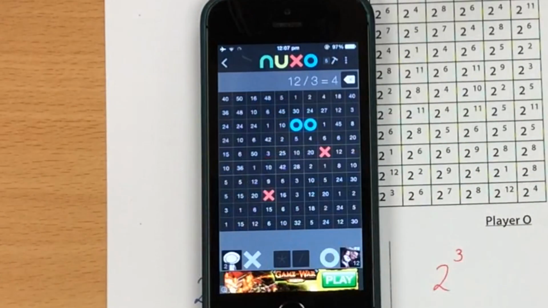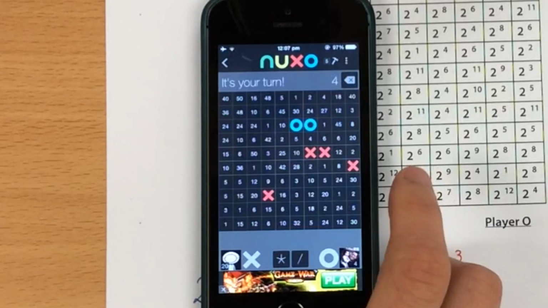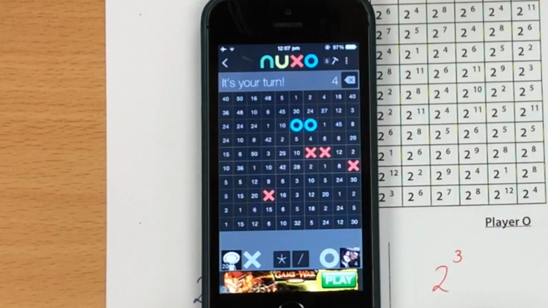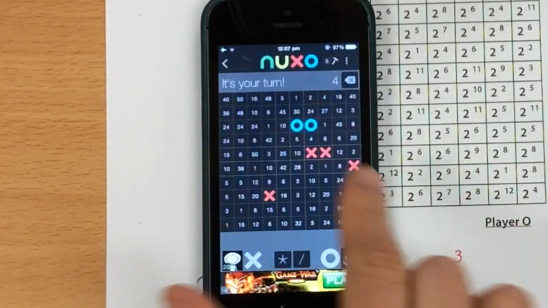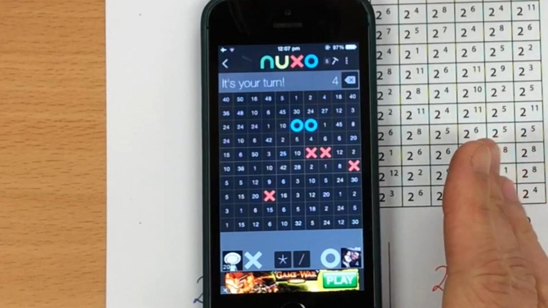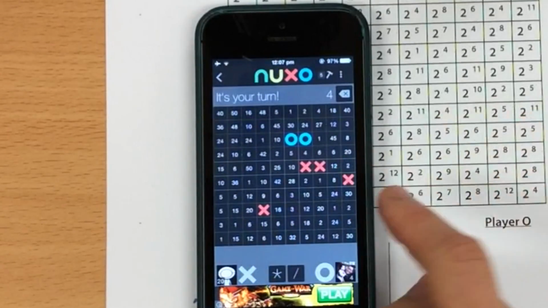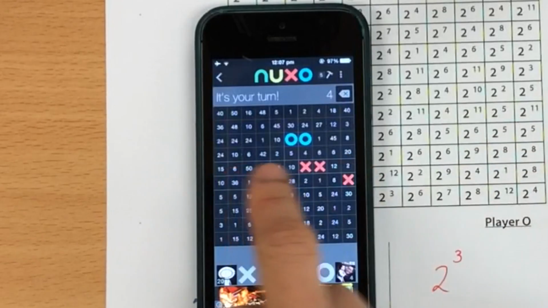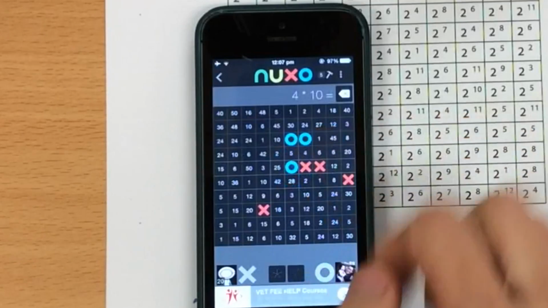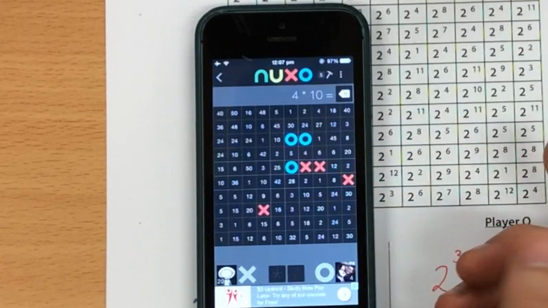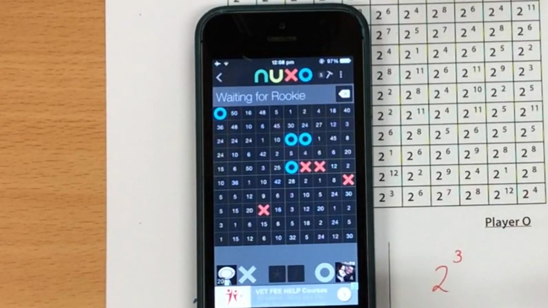So now I've got 2 in a row, and it's the computer's turn, and it's going to place some other crosses and try to get 5 in a row. At this point, I have to strategize. There aren't an infinite number of numbers on the board, and I can only use the numbers that are there. If I want to block this row that's starting here, I could say times 10, and that's equal to 40, and I can see I have a 40 over here. So I've blocked him.